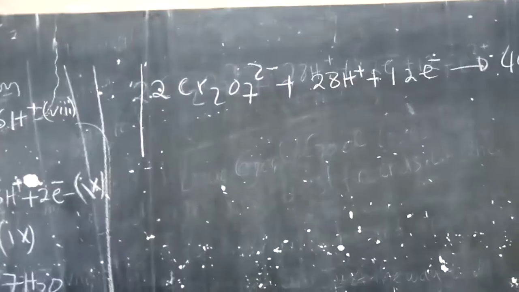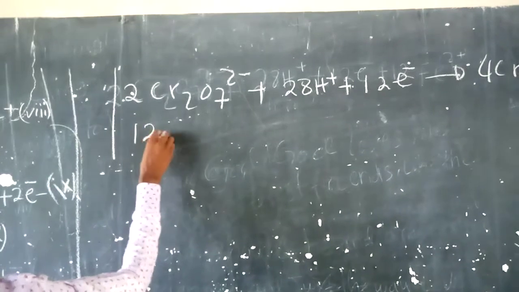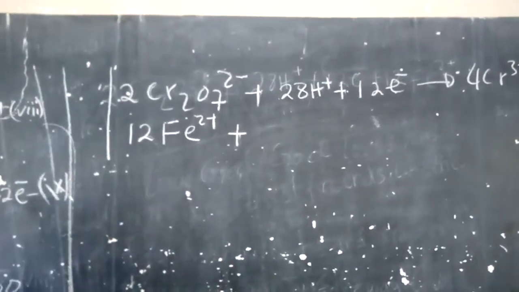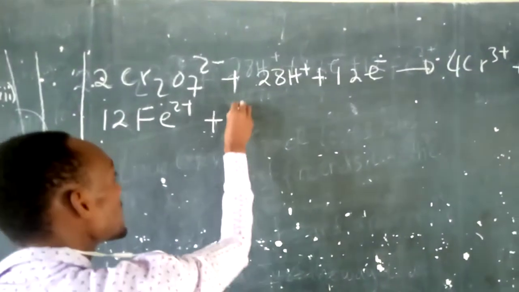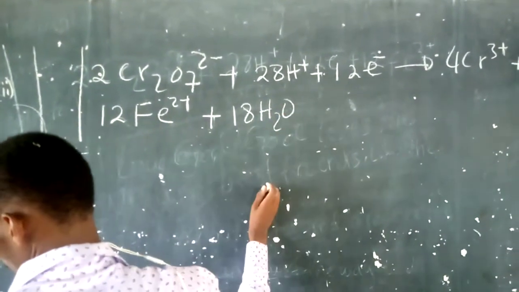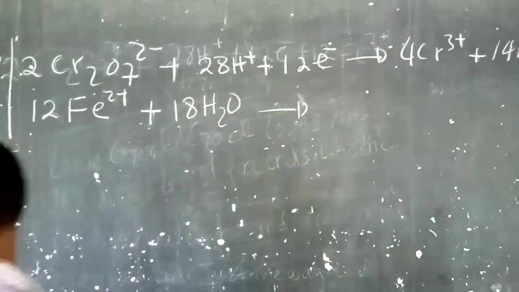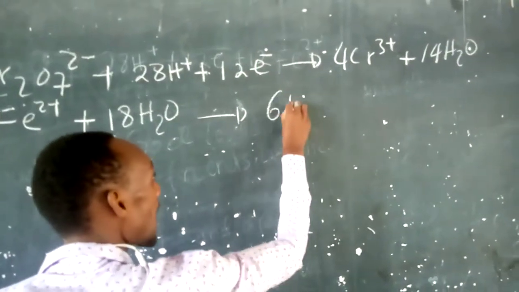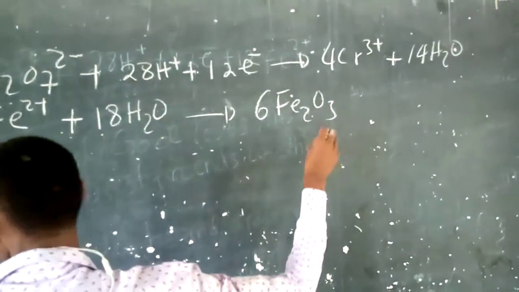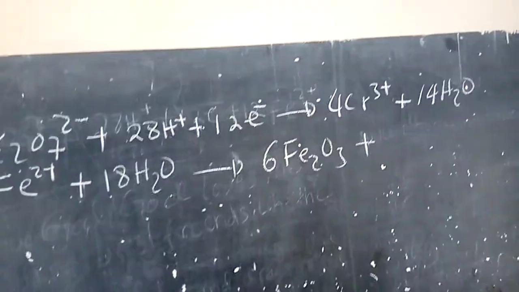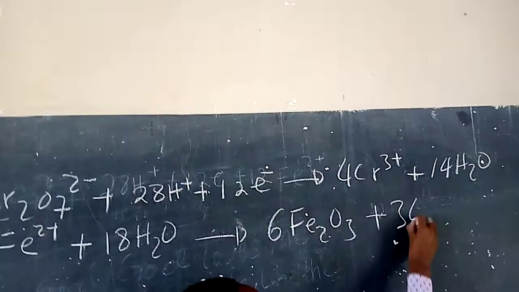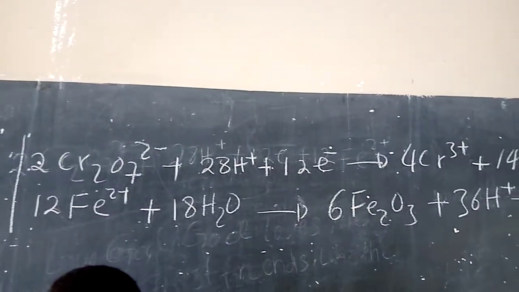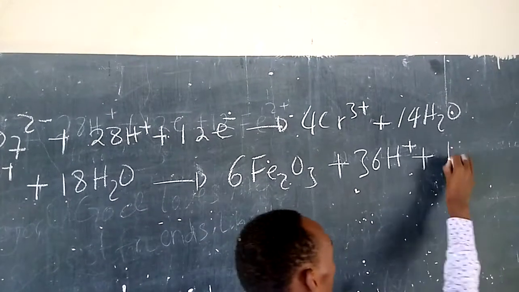Also multiply 6 times 2 Fe, you get 12 Fe2 positive, plus 6 times 3 water molecules, you get 18 water molecules. On the product side also multiply by 6. 6 times Fe2O3, it will be 6 Fe2O3, plus 6 times 6 hydrogen protons, you get 36 hydrogen protons, plus 6 times 2 electrons, you get 12 electrons.